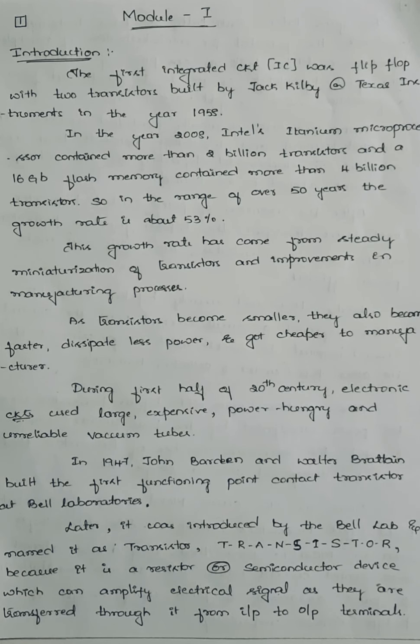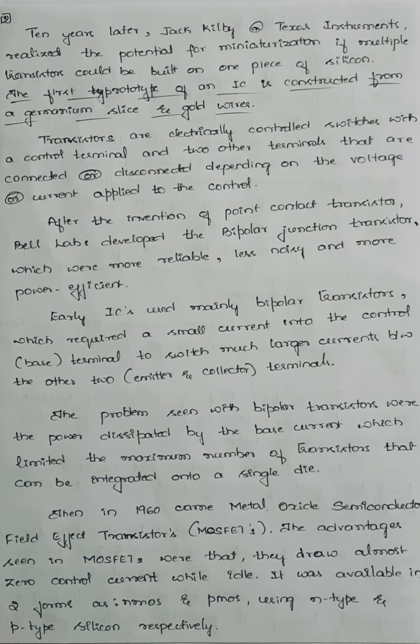But later on, Jack Kilby at Texas Instruments, about 10 years later, realized the potential for miniaturization if multiple transistors could be built on one piece of silicon. So the first prototype of an IC was constructed from a germanium slice and gold wires. Transistors are electrically controlled switches with a control terminal and two other terminals that are connected or disconnected depending on the voltage or current applied to the control.